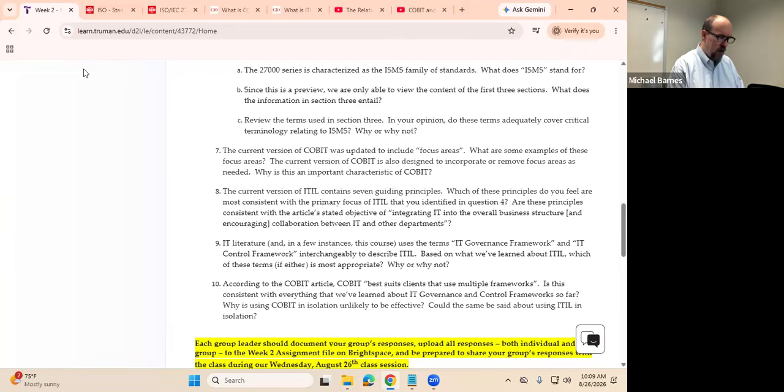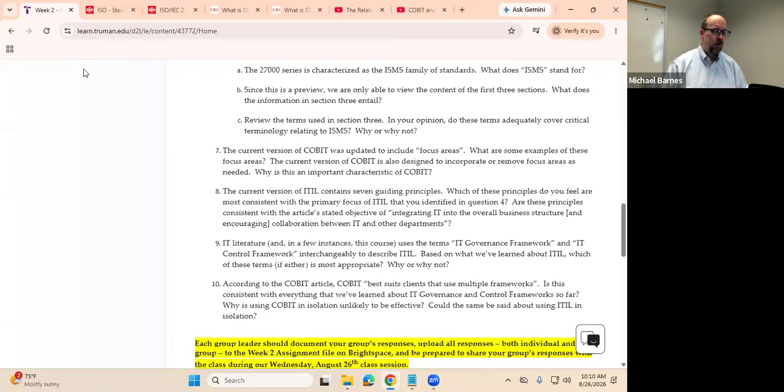All right, so IT literature in a few instances uses the terms IT governance framework and IT control framework interchangeably to describe ITIL. And you may say, that can't possibly happen in this course, Dr. Barnes. You're too smart for that. And I'm saying, well, just wait till next week. Because we're going to be talking about IT control frameworks. And guess which ones are going to be in the IT control frameworks? The same ones we're talking about today. We're also going to have a couple of new ones as well. Well, one old one and one new one.